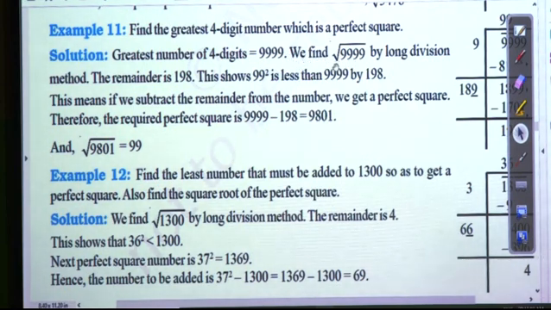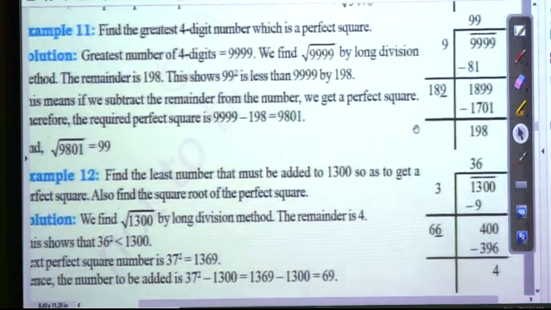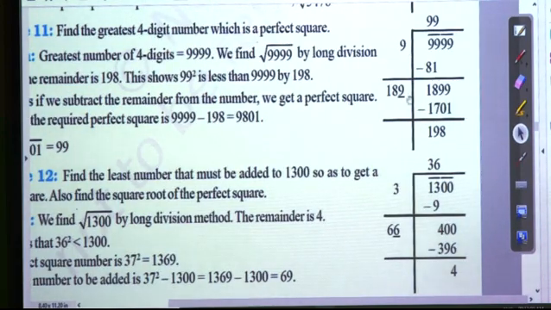What do we do? We find the square root of 9999 by the long division method. Here it is explained to us. By the long division method, what are we doing? These are 4 digits, so 2 bars are present. One bar makes one pair, and the second bar makes the second pair.